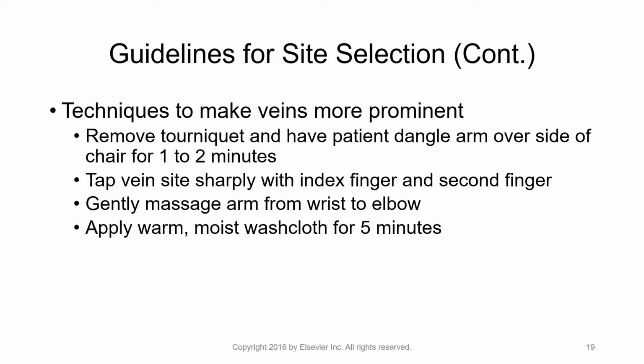Gently massage the arm from wrist to elbow. This is the same concept. Increase blood flow to the tissues around the veins, hoping to help the veins stand out a little more. And lastly on here, apply a warm, moist washcloth for 5 minutes, which will dilate blood vessels and improve blood flow. All of these improve blood flow and allow the veins to be more easily seen.